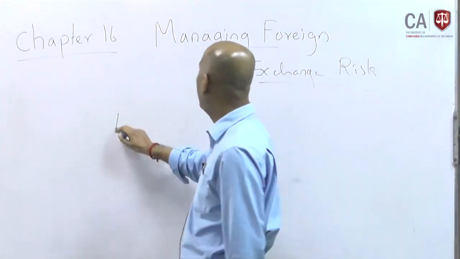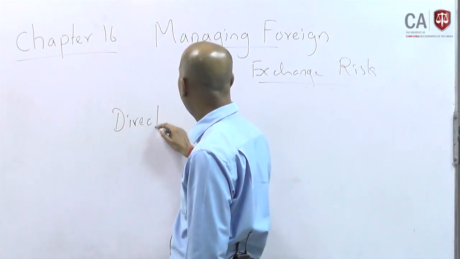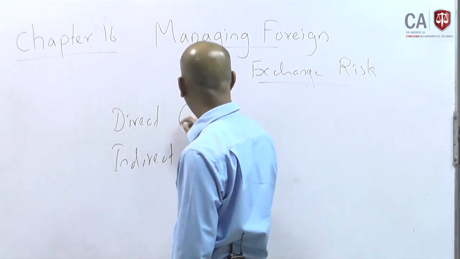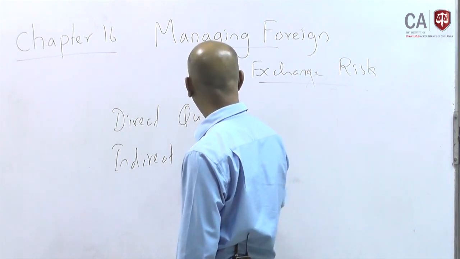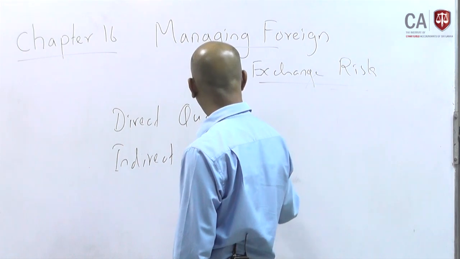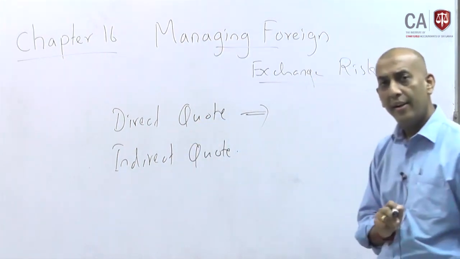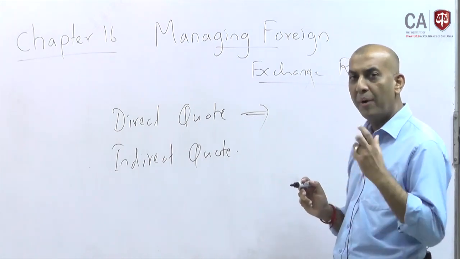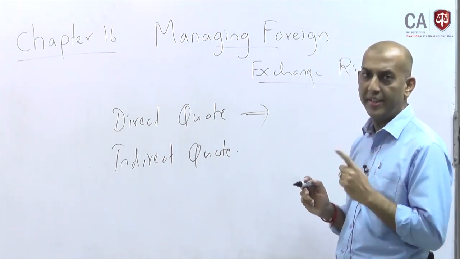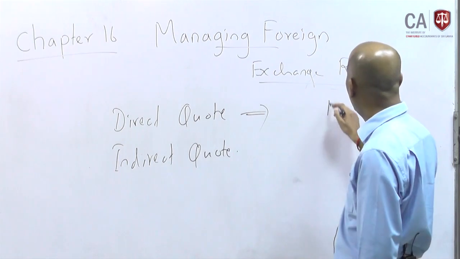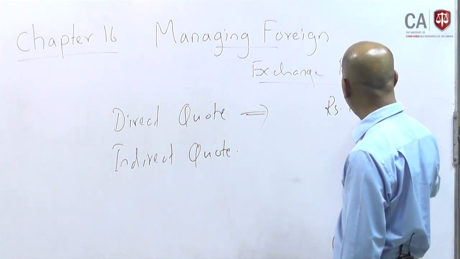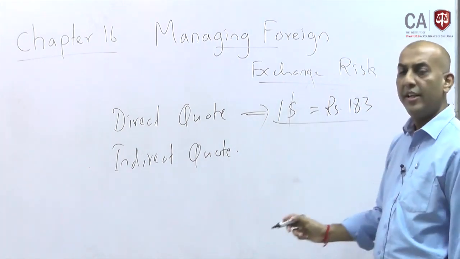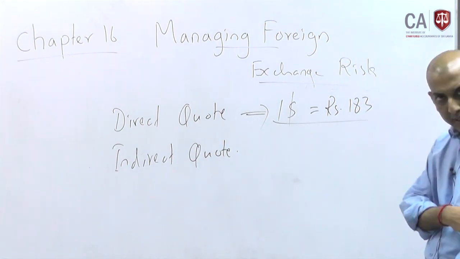Then we have direct quote and indirect quote, the differentiation. Direct quote is where you pay how many units of domestic currency to buy 1 unit of foreign currency. In Sri Lanka we use the direct quote system.